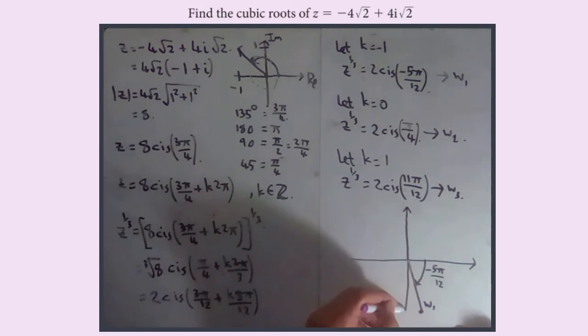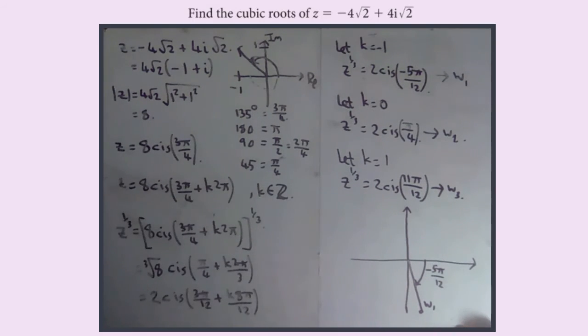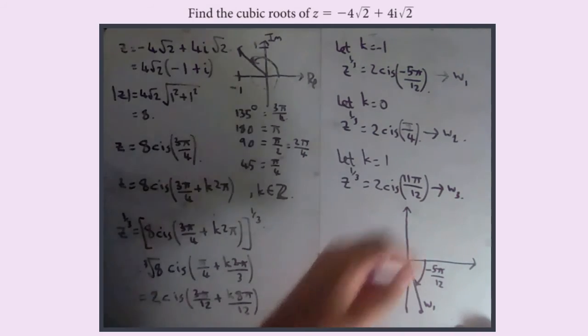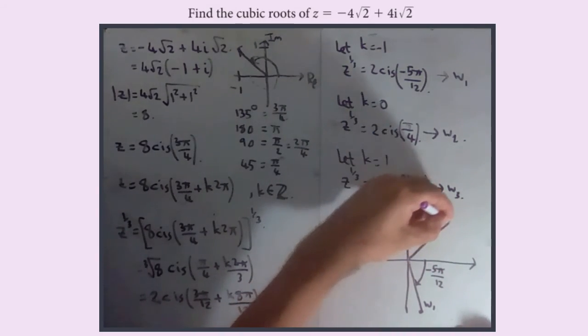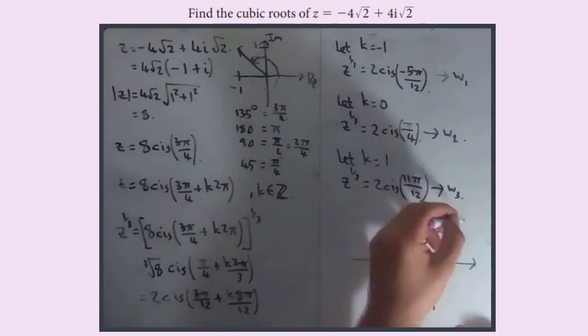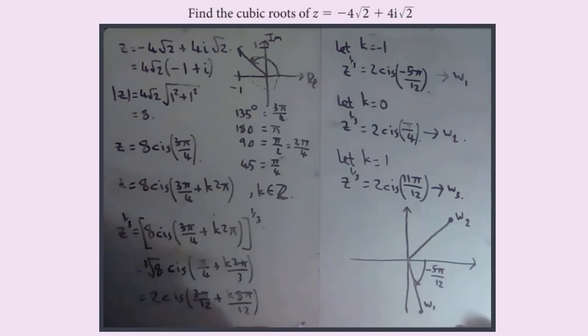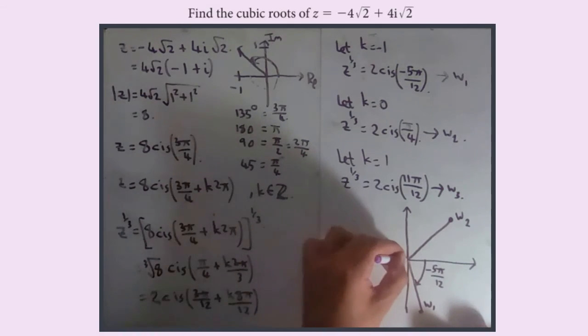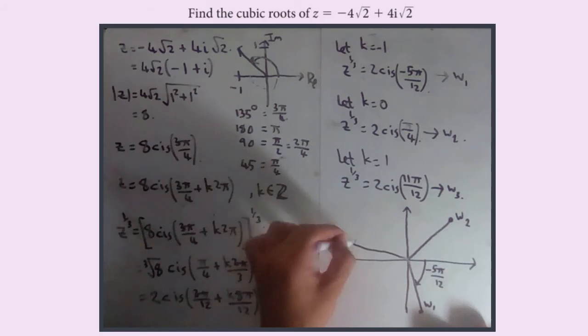Okay, the second one was 2 cis pi by 4. Well, we know that pi by 4 is here. Need to make those the same length-ish as possible, and that was W2. Okay, and the third one is 11 pi by 12. Well, we said pi by 12 is 15, well, 12 pi by 12 is pi, so that's 180. So 180 minus 15 is going to be 75, so it's 15 less here, so somewhere like that is going to be our W3.